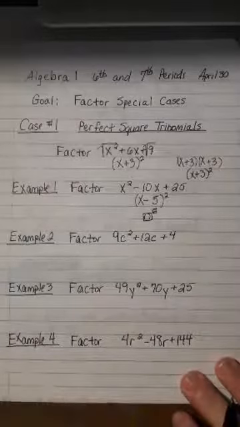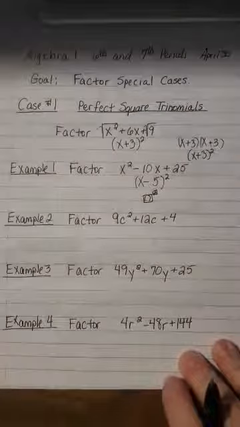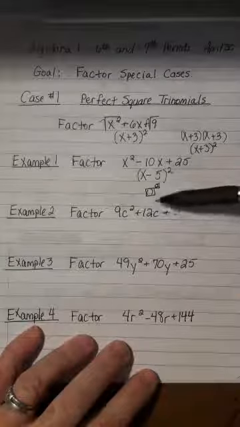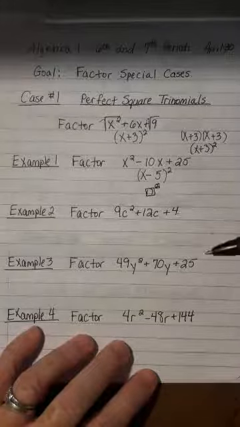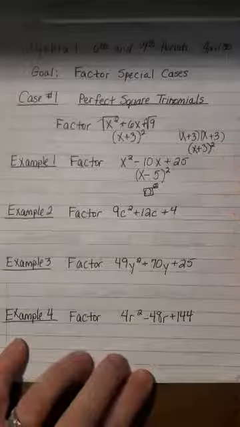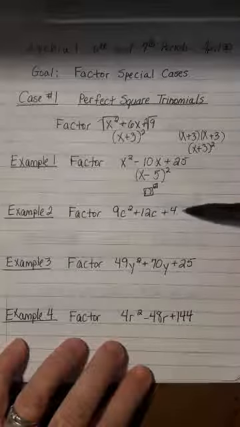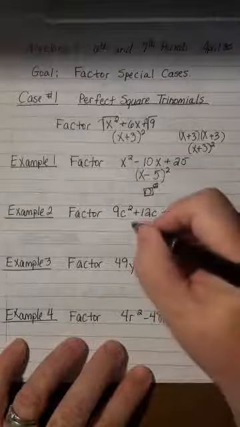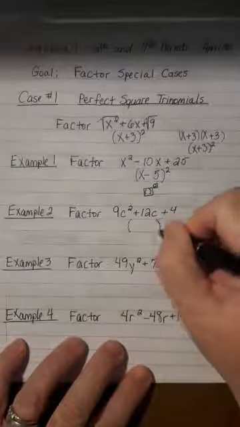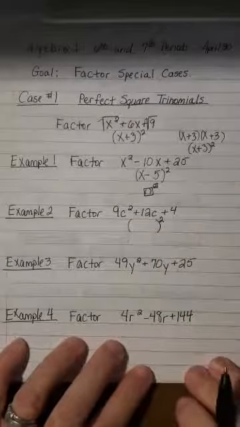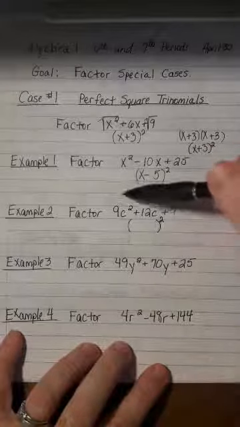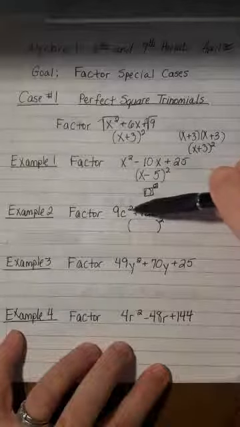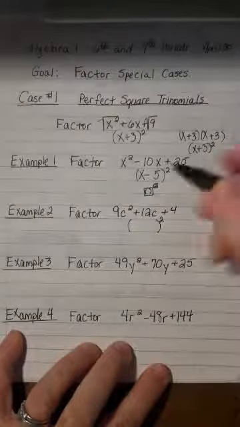All right, example 2. We're going to factor 9c to the second plus 12c plus 4. So hopefully you see that it's a trinomial. You have perfect squares in the front and at the end. So go ahead and put your parentheses to the second power. Take the square root of that first term, which is going to be 3c. Remember, you just half your exponent. Take the square root of the 9, and that's 3c.